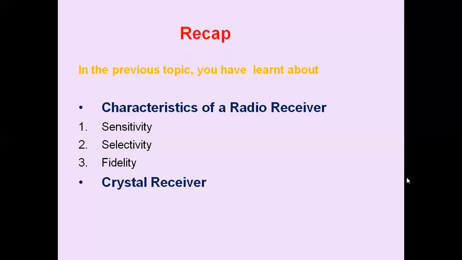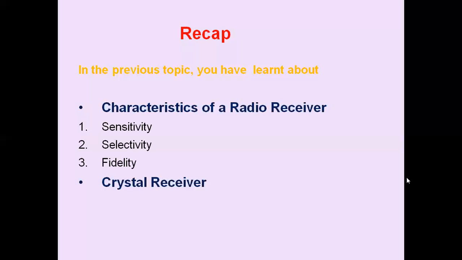The tuned circuit is used to select the desired signal. The capacitance value of the tuned circuit is varied to select the desired signal, so that the resonant frequency of the tuned circuit is made equal to the desired signal frequency. The selected signal is given as input to the crystal diode. This diode demodulates the carrier to get back the original message signal. Headphones are used to convert the electrical signal into sound. The advantage of the crystal receiver is that it is very simple. The disadvantages are poor selectivity and poor sensitivity.